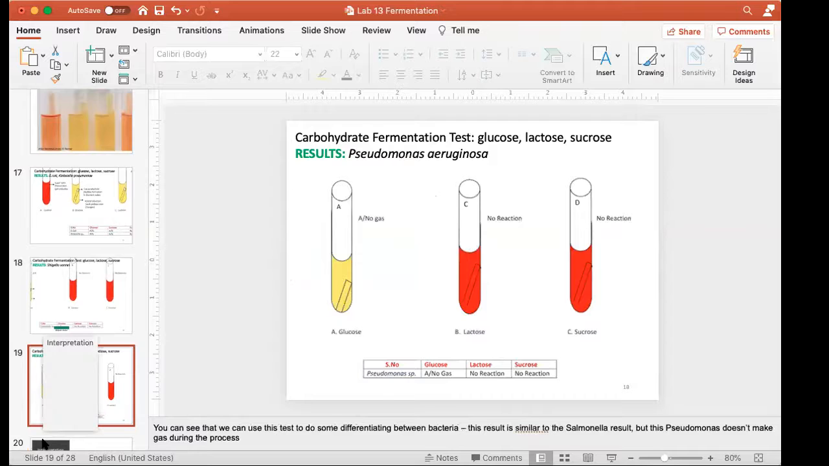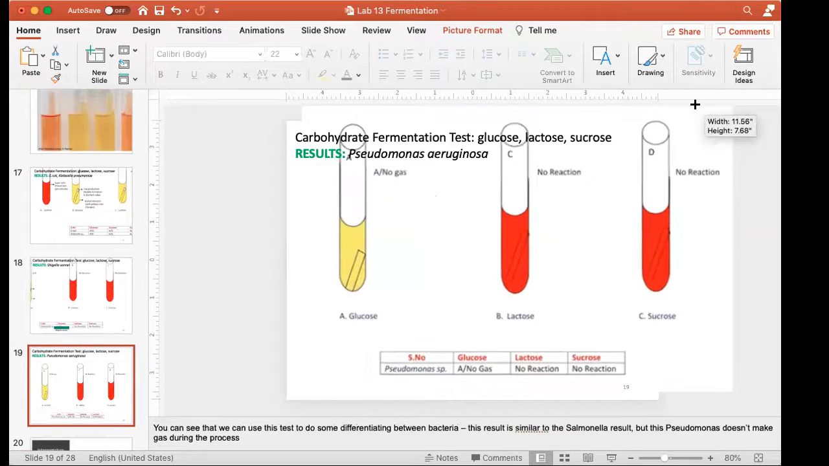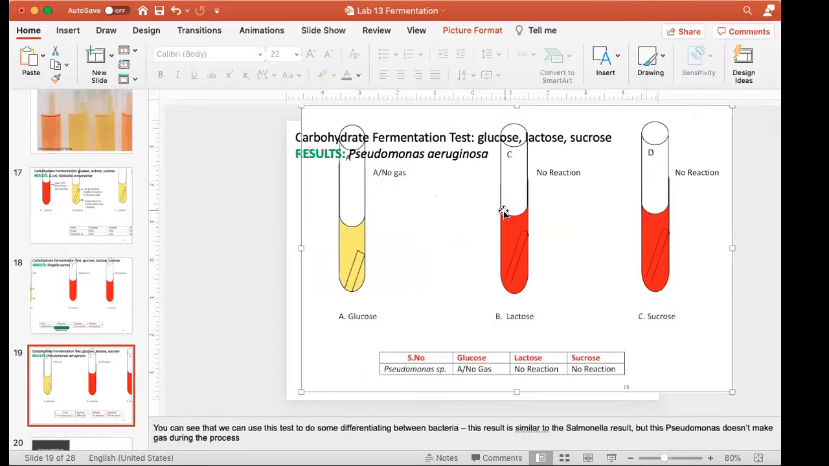Now take a look at Pseudomonas. This is our other gram-negative rod gastrointestinal organism, not a coliform. It looks very similar to the Shigella, doesn't it? Yellow tube for glucose, red tubes for lactose and sucrose. But there's an important difference, and that's right here.